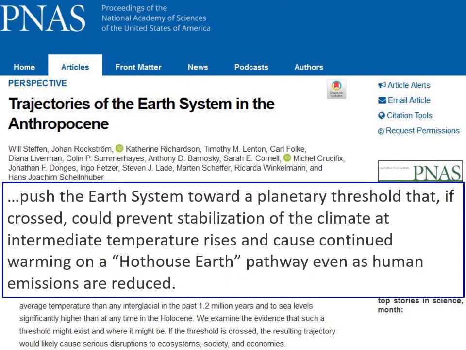There's a lot in the scientific literature about tipping points. Here's just one article you might like to have a look at later on, pointing out that even if we reduce emissions, we still may well pass thresholds that, if crossed, could prevent stabilisation of the climate at intermediate temperature rises and cause continued warming on a hothouse Earth.